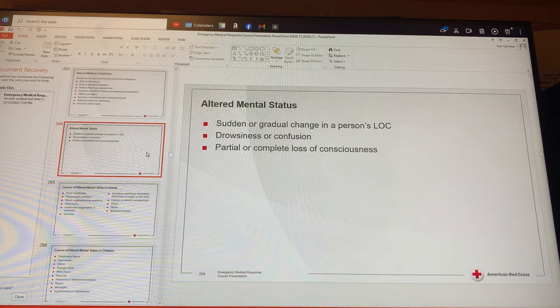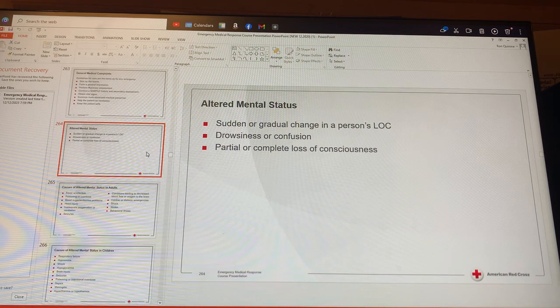So next is altered mental status. Sudden or gradual change in a person's level of consciousness. Drowsiness or confusion. Partial or complete loss of consciousness.